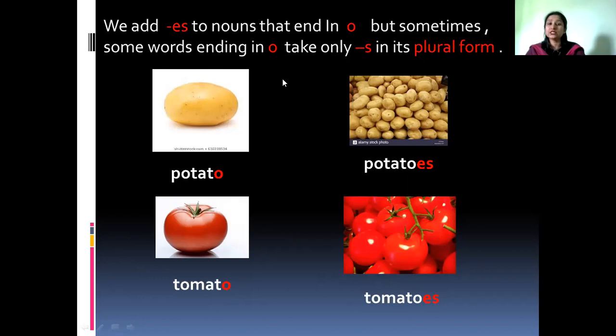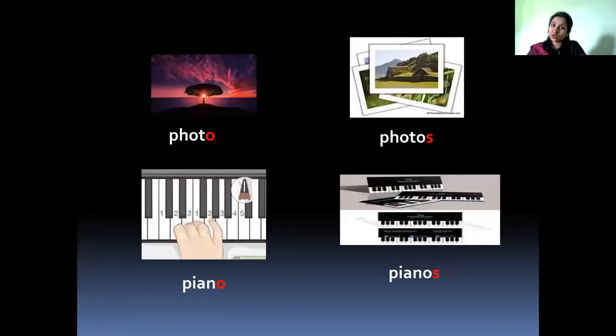But this rule is not for all words. Some words end with O, and then we join only S. Here, these words end with O and we have to join ES: potato, potatoes; tomato, tomatoes. These nouns follow the rules. But some naughty words are here that are not following the rules. These nouns are photo and piano. Photo and piano, both words end with the letter O. P-H-O-T-O, photo. And P-I-A-N-O, piano. The last letter is O.